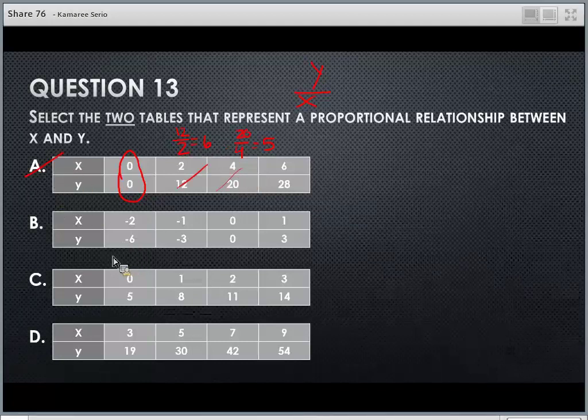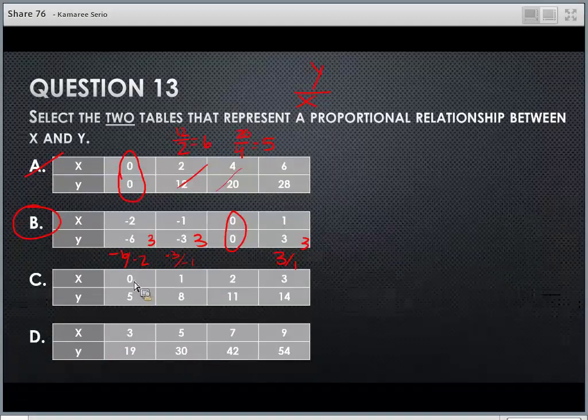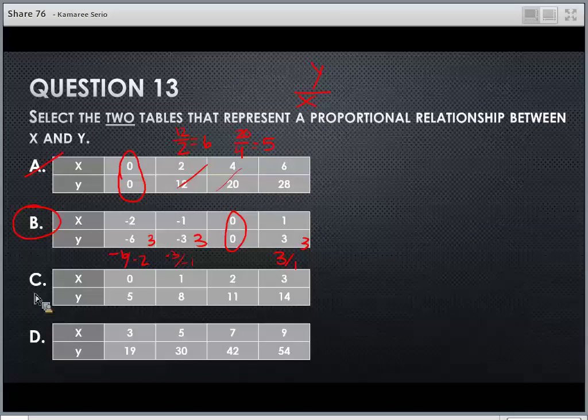If I look here, I have negative 6 over negative 2. That is 3. If I have negative 3 over negative 1, that is 3. 0, 0 is a gimme, so move on. And 3 over 1, that is 3. B is 1. Now, since I have a 0 with another number that is not 0, this is an automatic no.